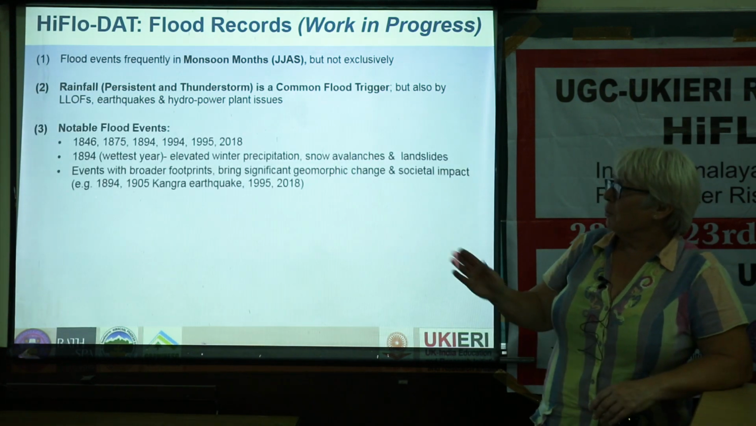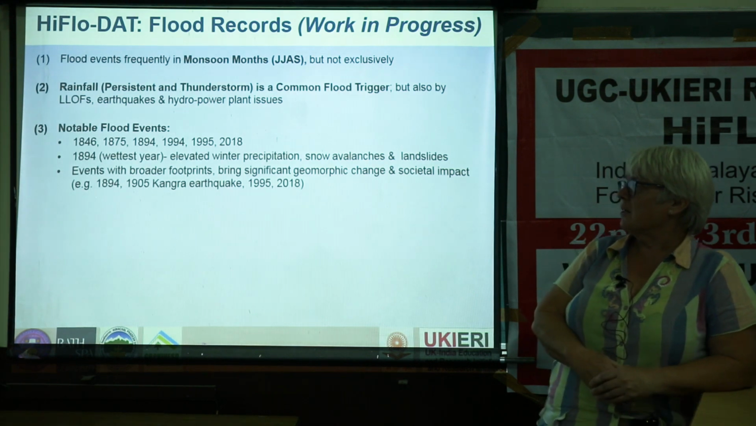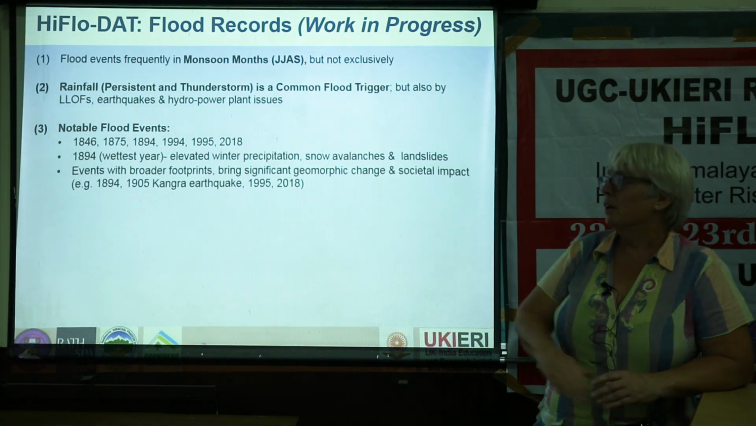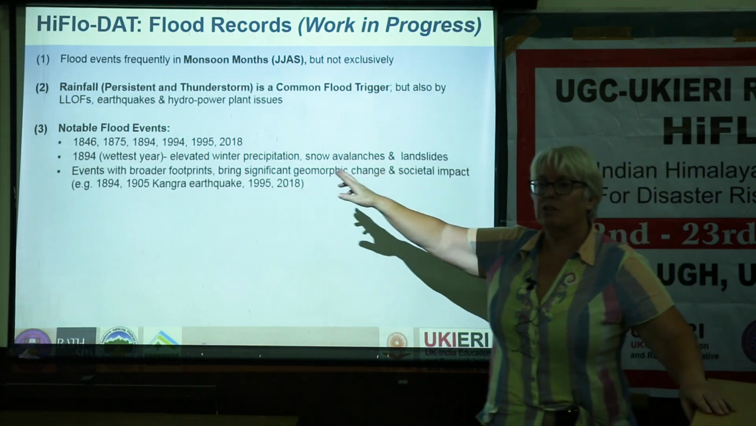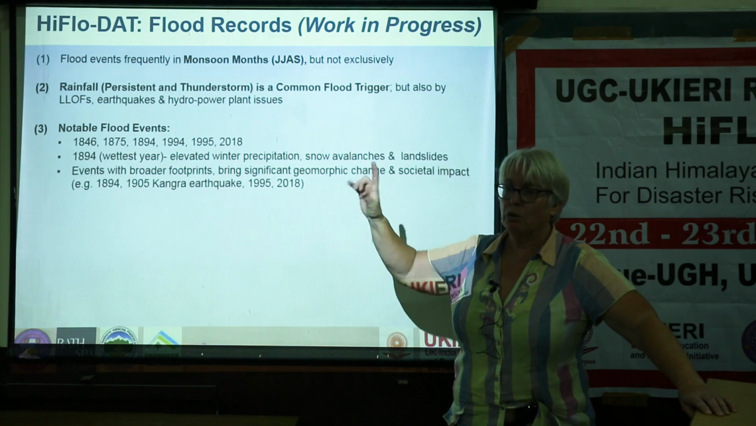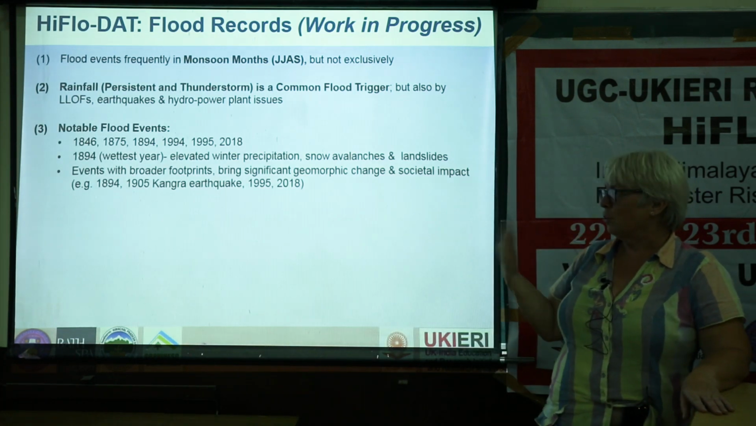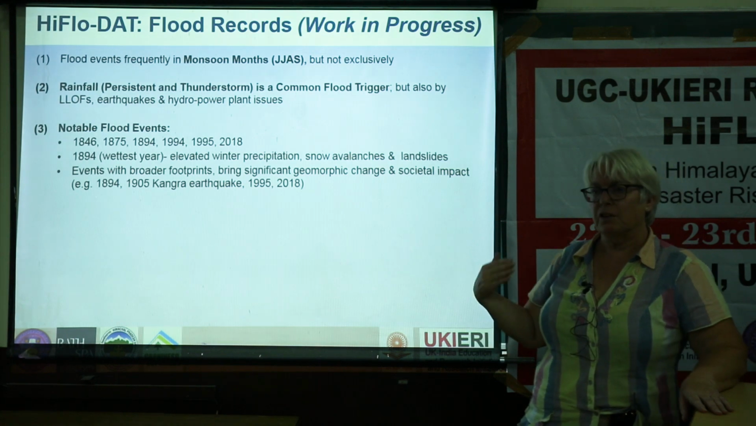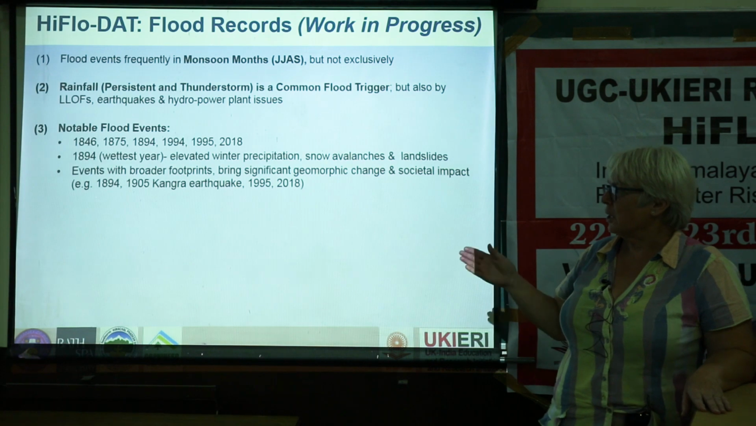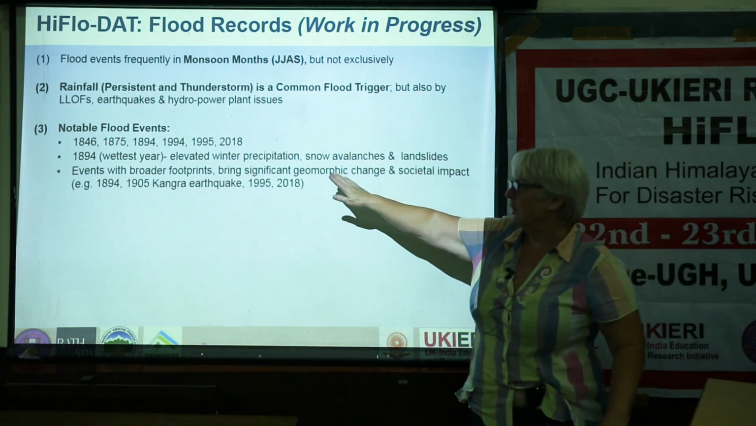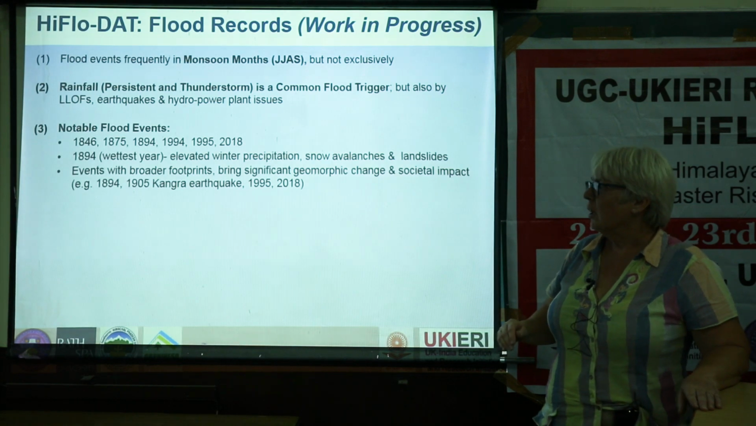So, notable floods, and we've already talked about this. We've got 1846, 75, 94, 1994, and that's not a typo. It happened 100 years apart. 1995 and 2018, and lesser floods in 2019. 1894 was the wettest year, with very elevated winter precipitation, snow avalanches and landslides.